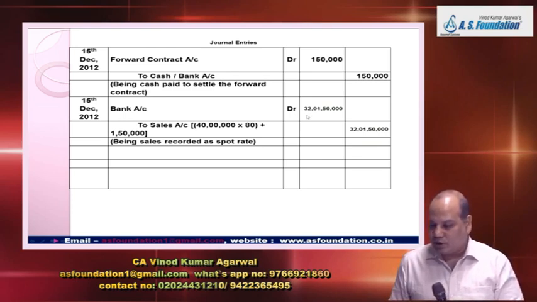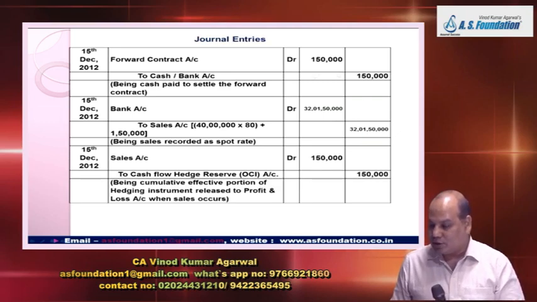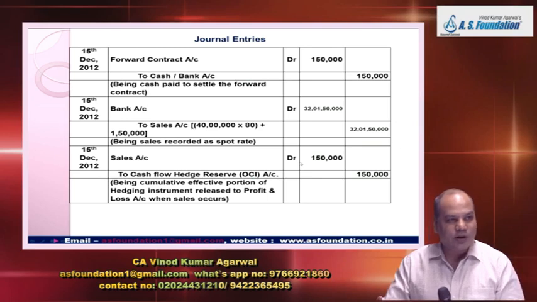Many students are wondering why we are not writing 32 crore. You have already paid the difference here. Now you see the benefit of using the forward contract. You have locked the amount. This figure has gone to your P&L account. But at the same time, this derivative cash flow hedge reserve account, now this also I will transfer to P&L account. Sales means ultimately P&L account only.